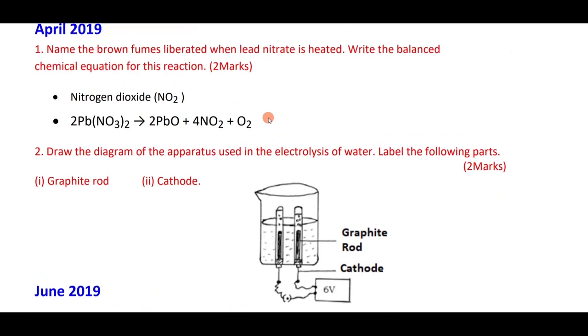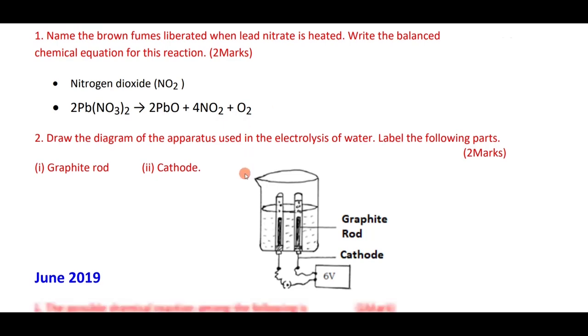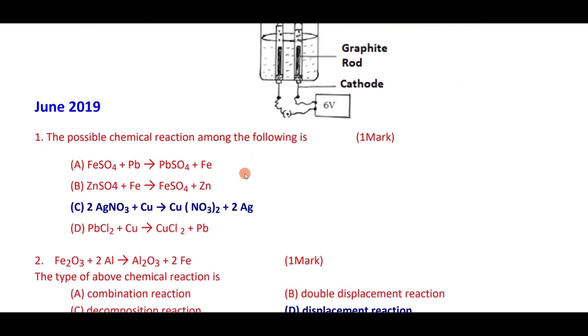Draw the diagram of the apparatus used in the electrolysis of water. In the electrolysis of water, this is a very important diagram, because in examinations it has been repeated many times. Do practice the diagram. Next, which is the possible chemical reaction among the following? There are 4 chemical reactions. Which is the possible one? The possible chemical reaction is option C.